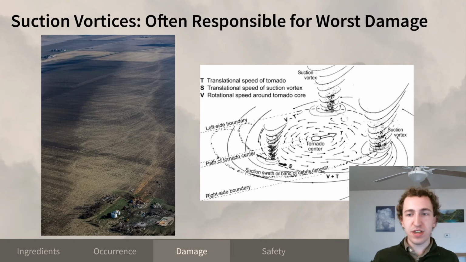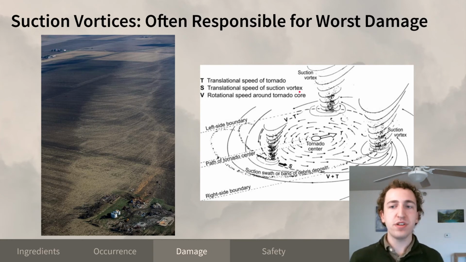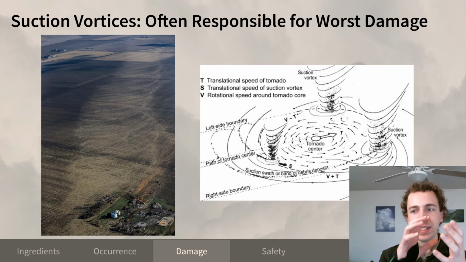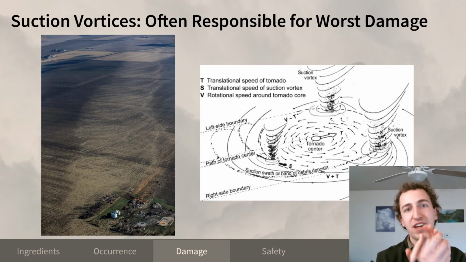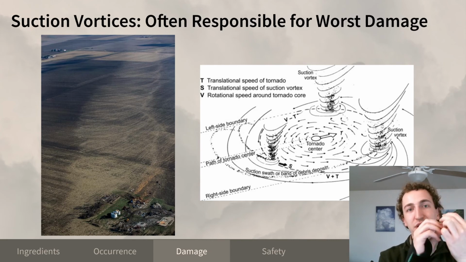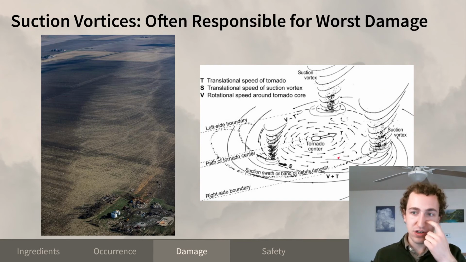So one other comment when it comes to damage that I think is really interesting and important is suction vortices. A tornado is not usually, though some of your small ones are, but your most damaging tornadoes aren't just one simple rotating column of air. It's actually a rotating column of air with smaller, intense subvortices, or even stronger rotating columns of air inside of it, as illustrated by this picture here.